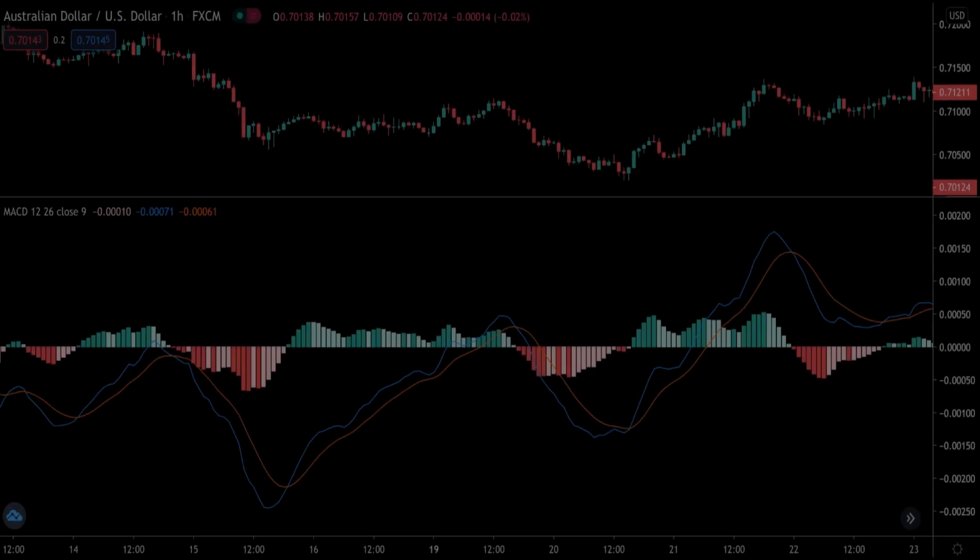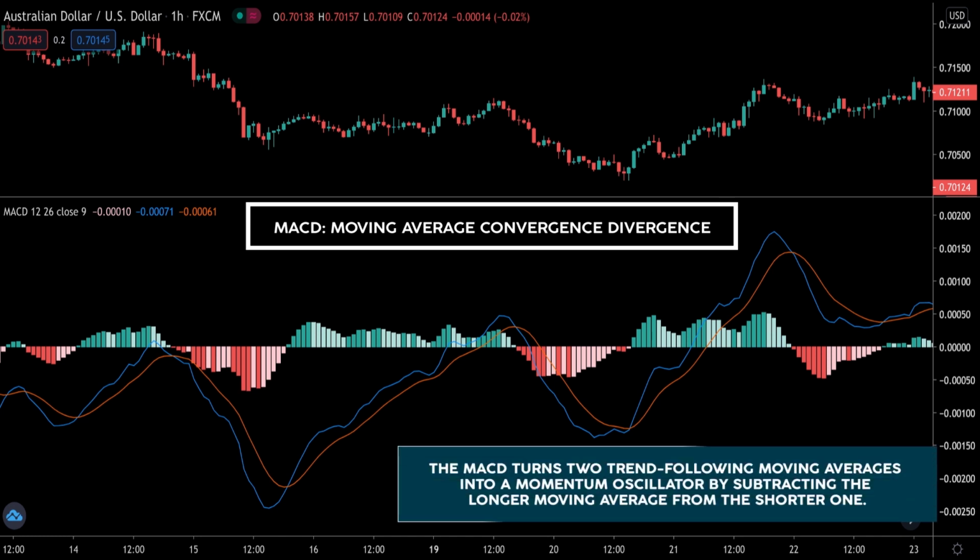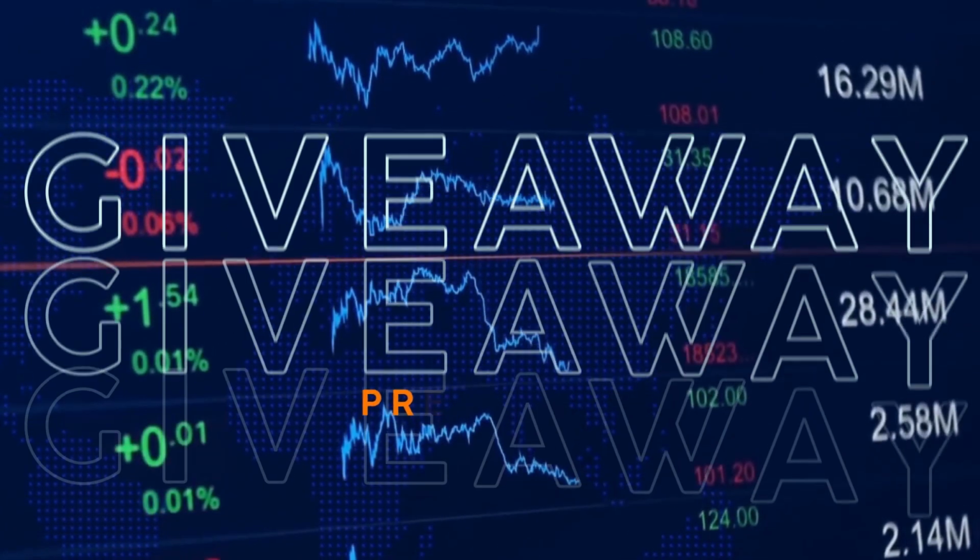MACD is the short form for Moving Average Convergence Divergence, and from its name, it's obvious that it consists of moving averages in its calculation. The MACD turns two trend-following moving averages into a momentum oscillator by subtracting the longer moving average from the shorter one. And while it is relatively easy to use, I want to make sure you understand how it works instead of blindly using it.